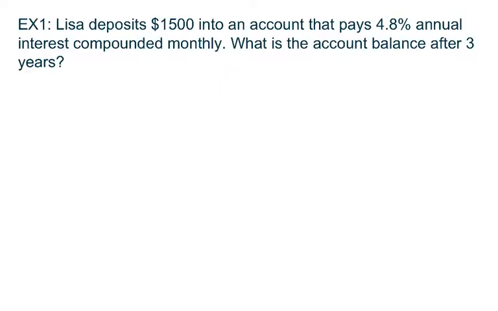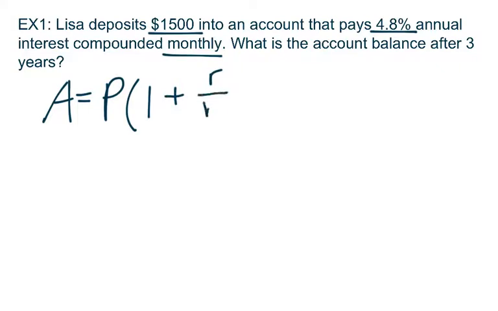Now, example 1, we have Lisa deposits $1,500 into an account, and I'm going to just start underlining important things here. That pays 4.8% annual interest compounded monthly, and it's asking us what is the account balance after 3 years. So since it's telling us that we are compounding monthly, we are going to end up using just our compound interest formula, okay?